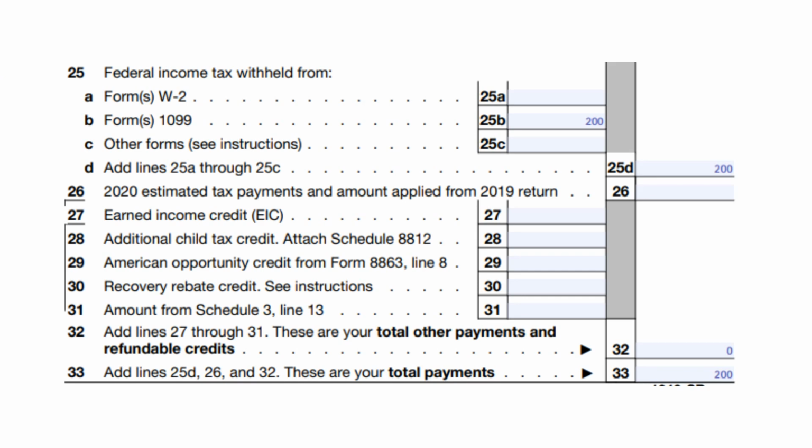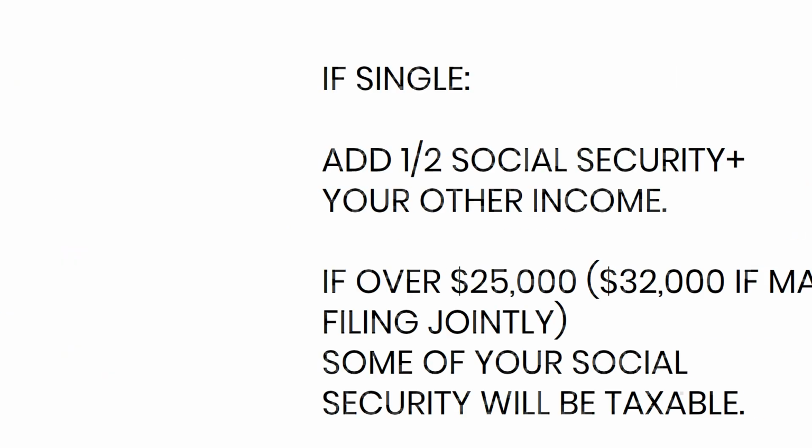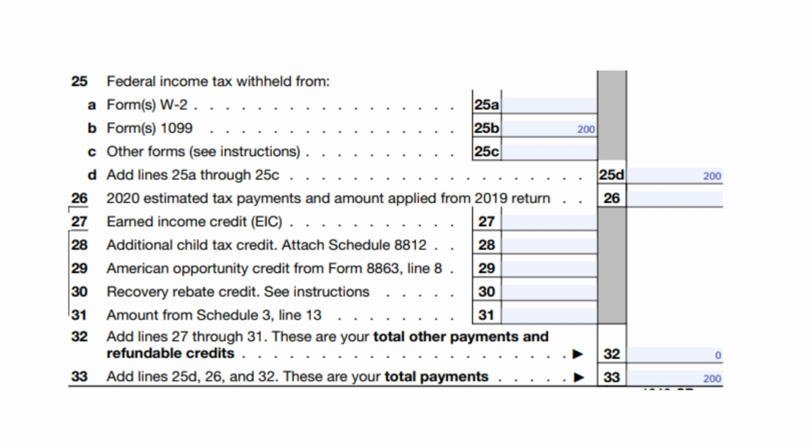On line 25, we will put your federal income tax withholding. You can find this in box 4 of your 1099-R. In this example, you had $200 of federal income tax withholding. Put that on line 25B and carry it to line 25D. Since you had no other payments, line 32 will be 0 and line 33 will be $200.